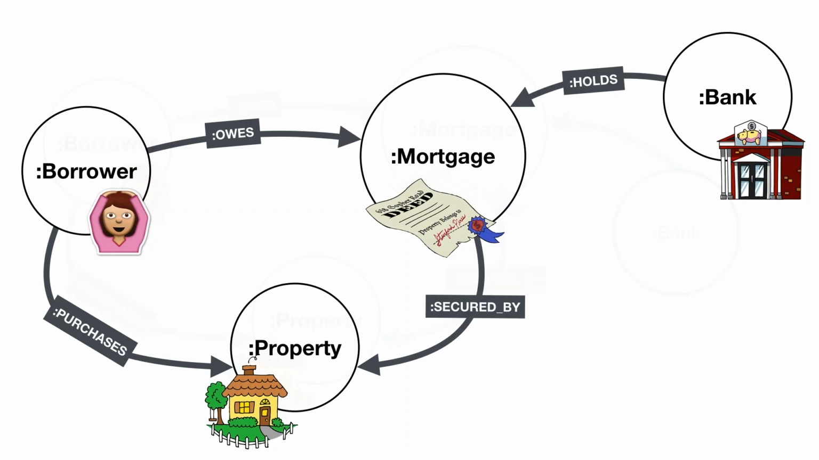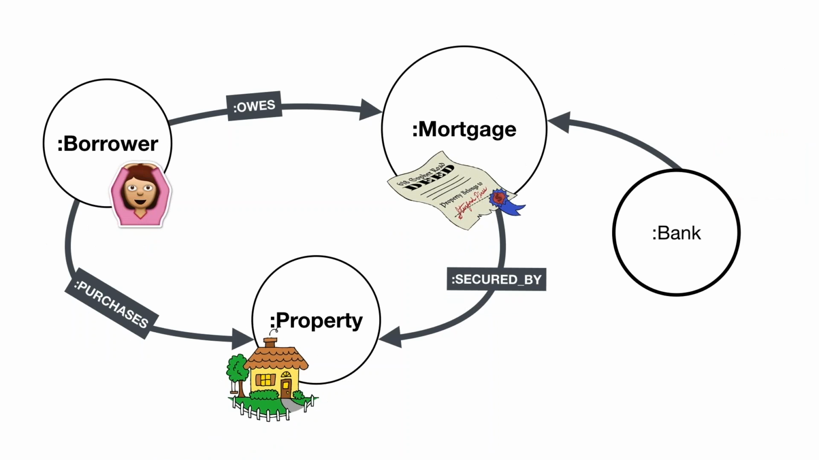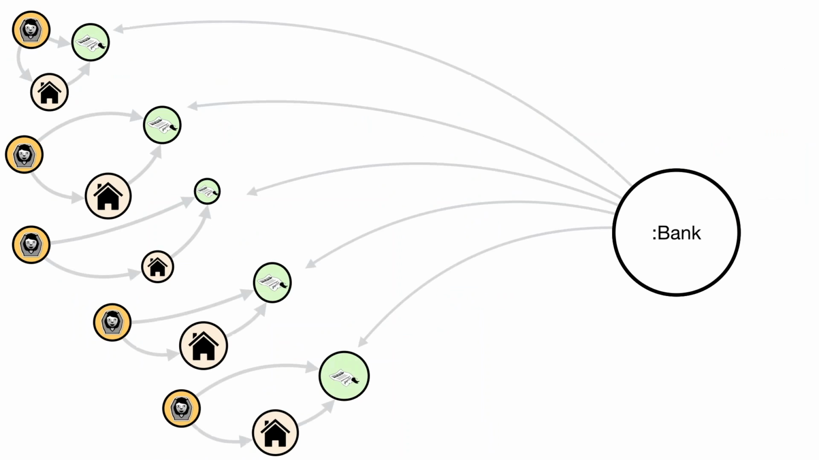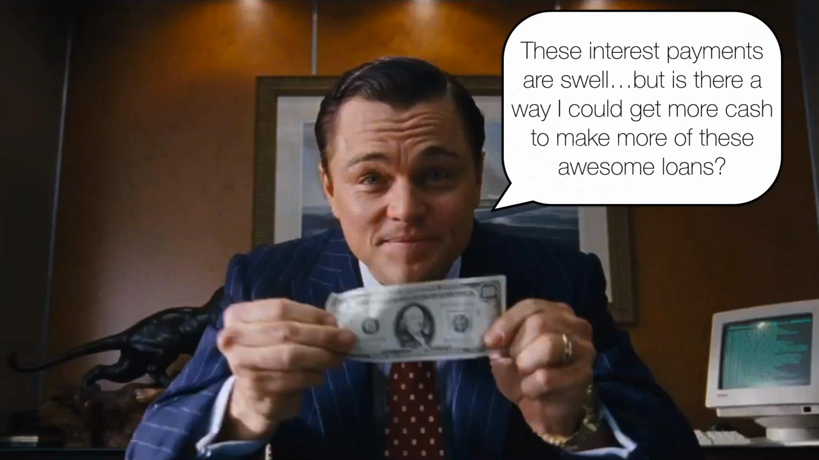And so this story gets repeated again and again and again for a bank, such that they will hold tens, hundreds, thousands of these mortgage notes, all tied to different properties, all tied to different borrowers. And so this is a very normal story. This is a typical loan market. And so the bank thinks to itself, these interest payments are swell, but I'm out of money now, and I've lent out all the money I have. Is there a way that I could get more money to make more of these awesome loans, to make more interest, to make more moves in the financial world?